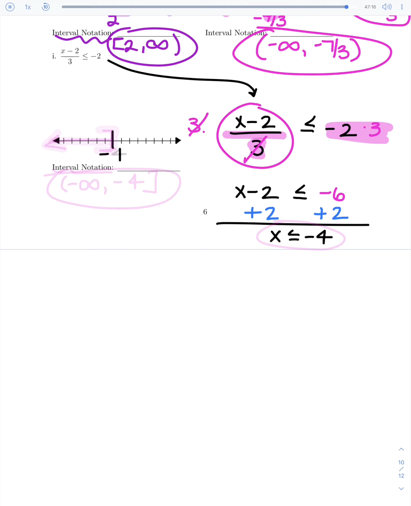So if I throw in my graph a negative 4 here, it says less than or equal to, which means I'm pointing to the left. The equal to means I should have a bracket there.